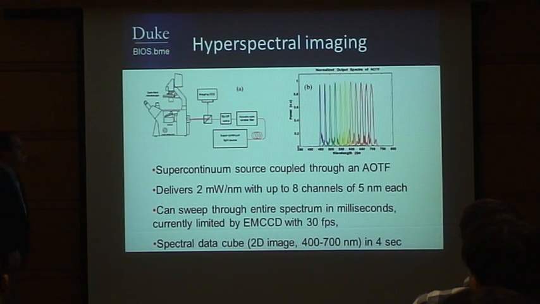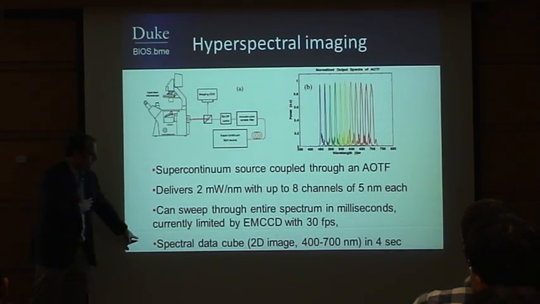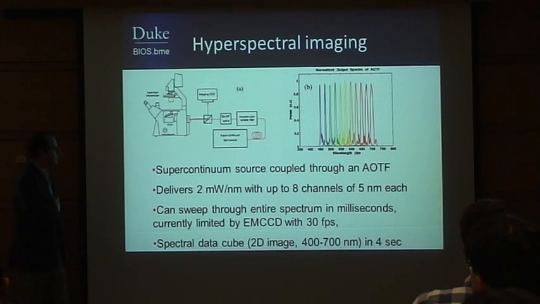For the system, again, we're using our supercontinuum source. We've got great mileage out of these. I've brought a couple of them from Titanium, and I've used some from NKT. By putting in an acousto-optic tunable filter, you can scan through all these different wavelengths really quickly. This one had 8 channels, 5 nanometers each, and you can sweep through the full data cube here in 4 seconds, 400 to 700 nanometers, and get a hyperspectral cube of all your nanoparticles.